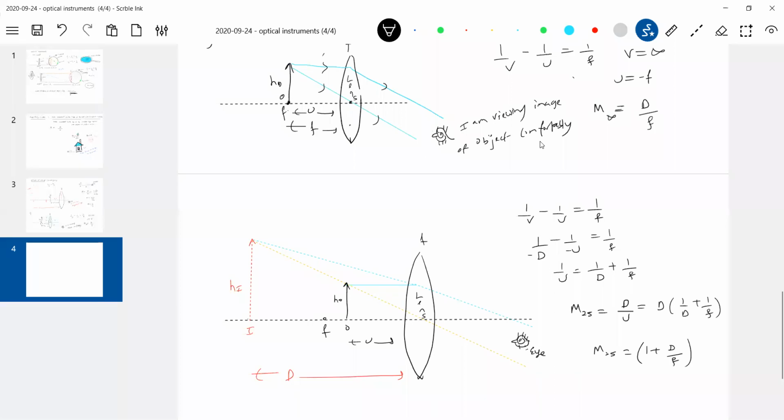So like that, the reading lens should be used here. If you want to view comfortably, you should keep the lens at a distance of focal length. See, the first time you hold it, you'll never come to know.